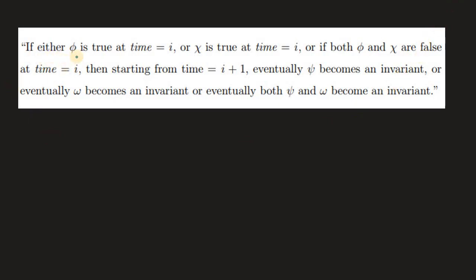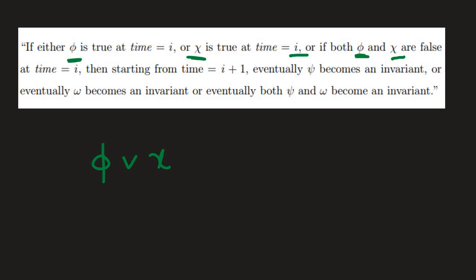So let's go ahead and solve this. So here, if we have either phi or x to be true at time i, or if both are false, we cannot really write this statement in terms of one simple formula. If we write or in here, that would only mean this statement when we have either of them to be true, but we also want the statement when both of them are false.